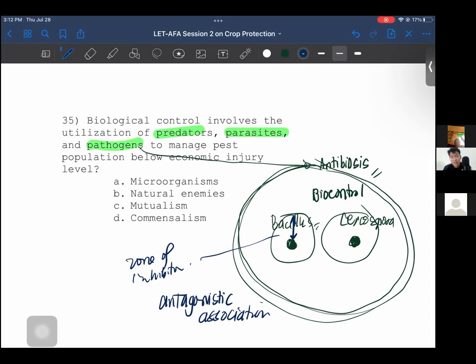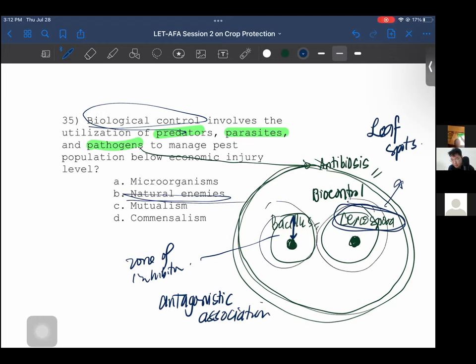So, in our proposal, using biological control, our proposal is using Bacillus species to create a microbial inoculant that can be applied or sprayed on coffee farms. That way, the coffee will not develop Cercospora, which causes leaf spots. So, that is an example of biological control and natural enemies. These two are natural enemies. They have an antagonistic association.